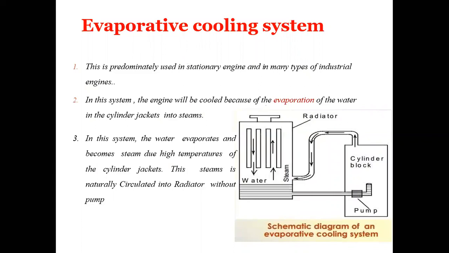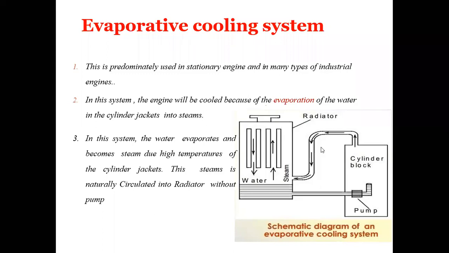The next type of system is the evaporative cooling system. As you all know, evaporation is a process where liquid gets converted into vapor. This type of system is generally used for stationary engines, like engines used for diesel gensets. In this case, water is supplied to the engine cylinder block, where it cools the engine. Once it starts cooling the engine, some of the water starts to evaporate, meaning it is converted into steam.